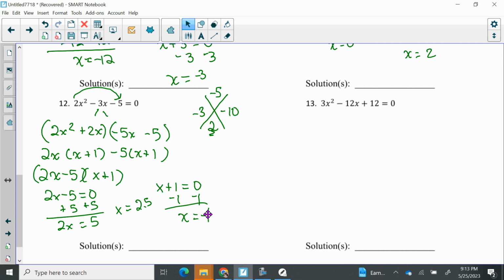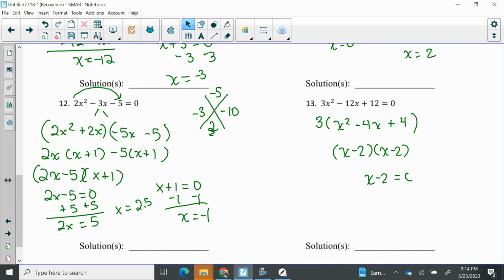All right. So for number 13, make sure that you take out the greatest common factor first. It'll make life so much easier for you. So you have 3 times x squared minus 4x plus 4. And this is just going to be x minus 2 times x minus 2. Now we can't get the same 0 twice, so we're just going to have 1 0. So it's going to be x is equal to 2.